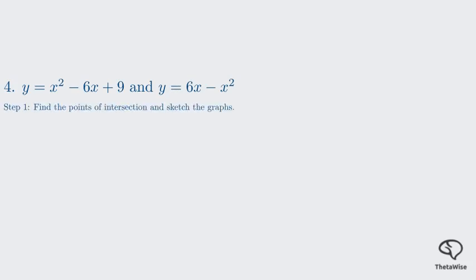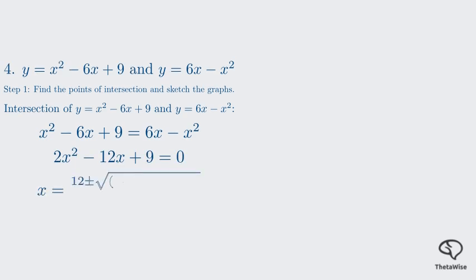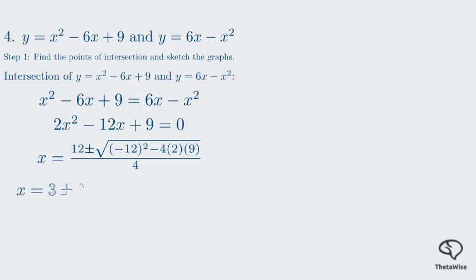Let's tackle our fourth example. Find the area between the two parabolas y equals x squared minus 6x plus 9 and y equals 6x minus x squared. Step 1. Find the points of intersection and sketch the graphs. Set the equations equal to each other. Rearranging gives us the quadratic equation 2x squared minus 12x plus 9 equals 0. This doesn't factor easily, so we use the quadratic formula. After some calculation, we find that x equals 3 plus or minus the square root of 6 over 2, which is approximately 5.49 and 0.551.